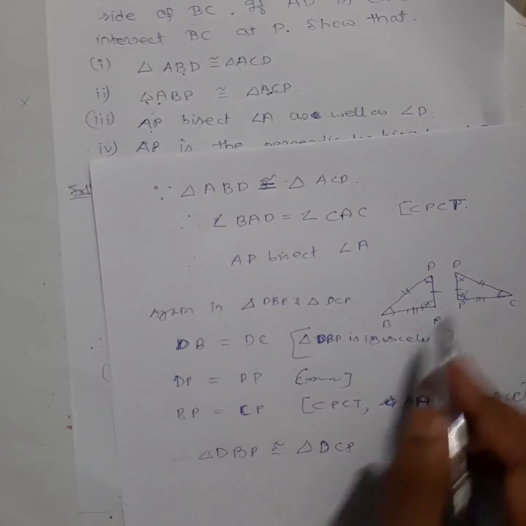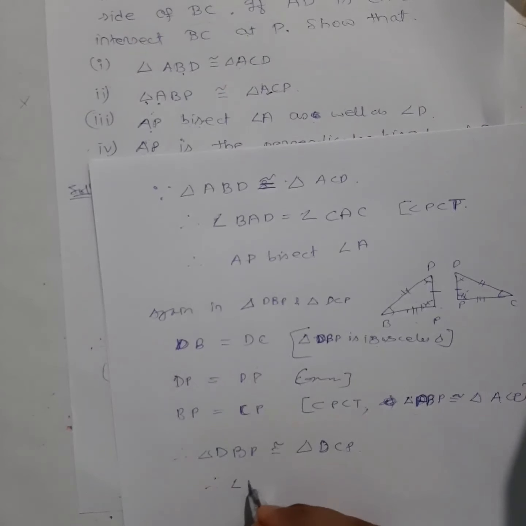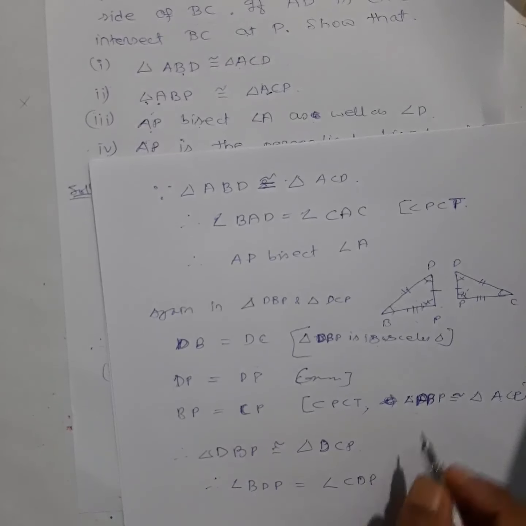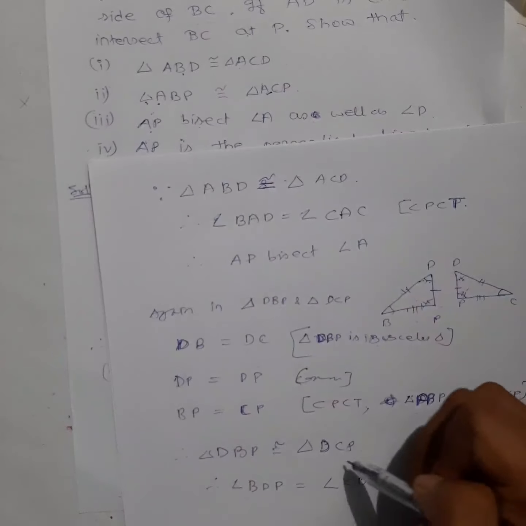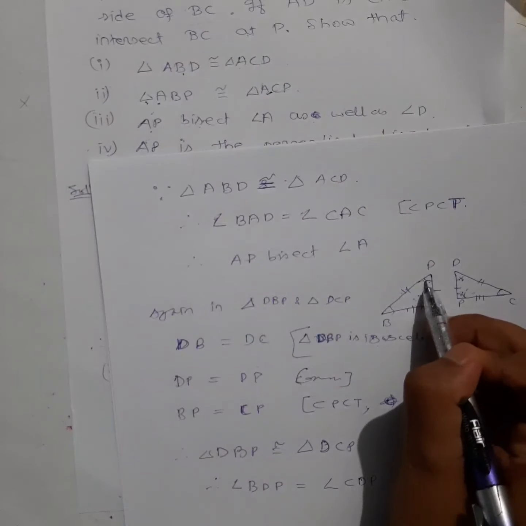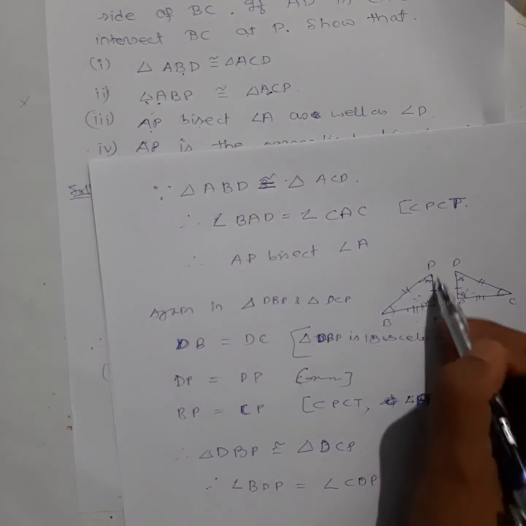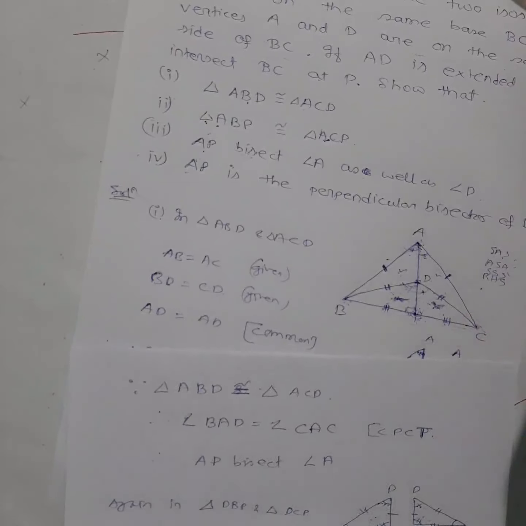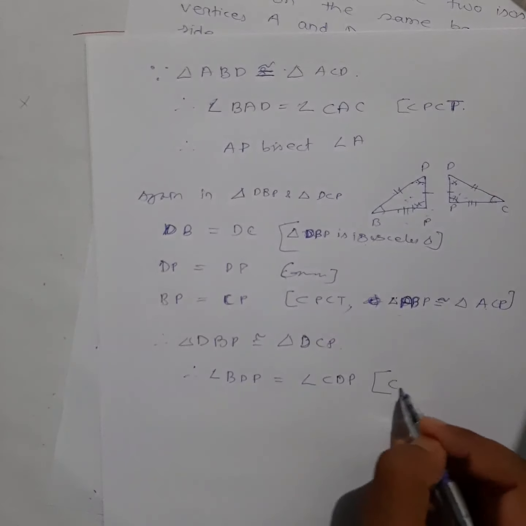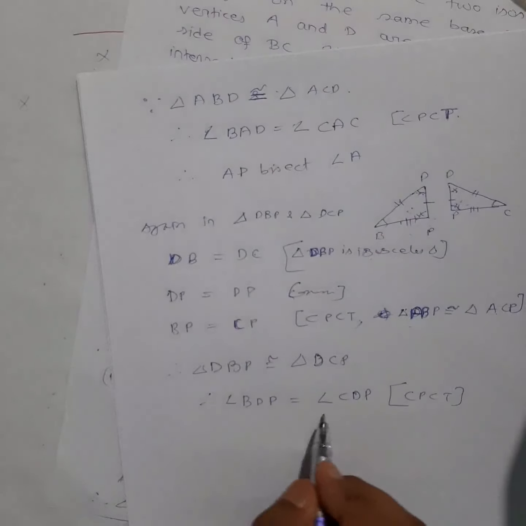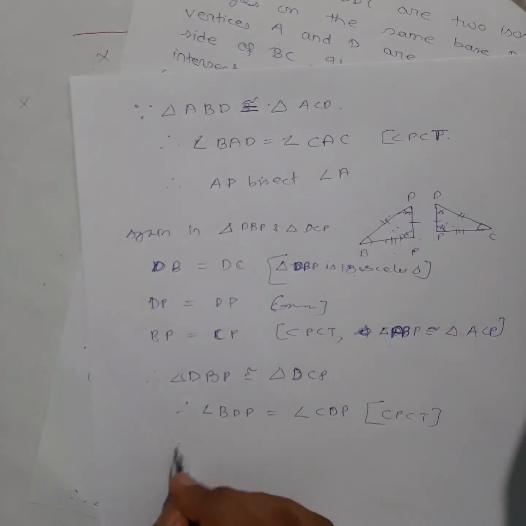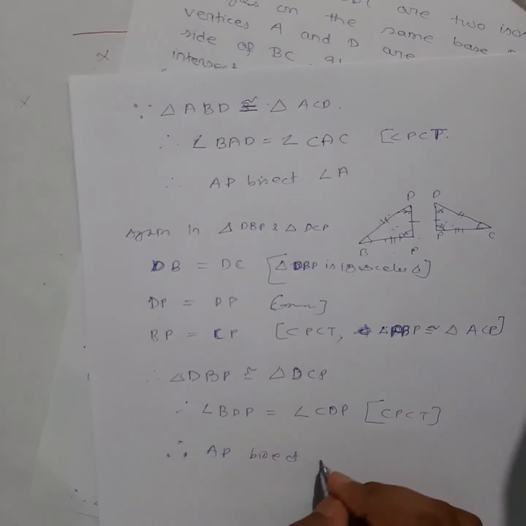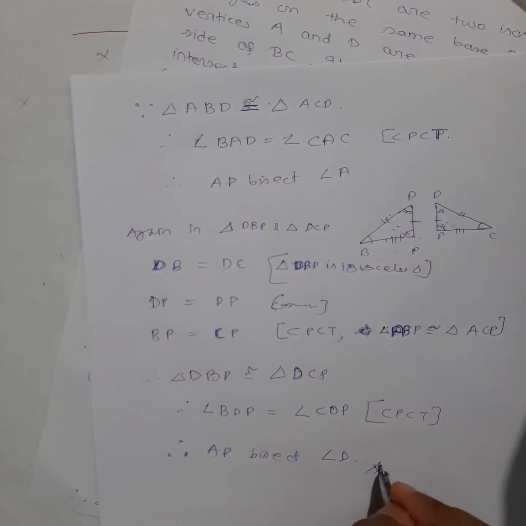Okay, if these two triangles are congruent, what can I say? Therefore angle BDP is equal to angle CDP. We have to show these two angles only, right? Equal. Since these two triangles are congruent, I can say now this and this equal. So if this is equal, what can I say? This DP, or can I say AP is the bisector. Therefore, and this one, what will you write? CPCT, corresponding part of congruent triangle. That's why these are equal. Okay, therefore AP bisects angle D. That's it. Number 3 also done.